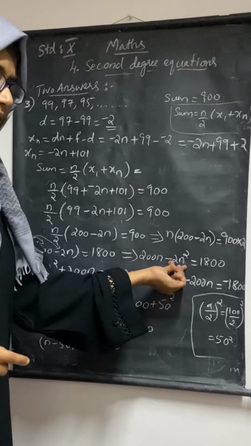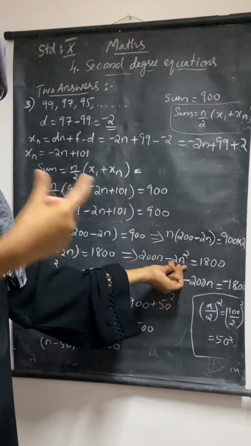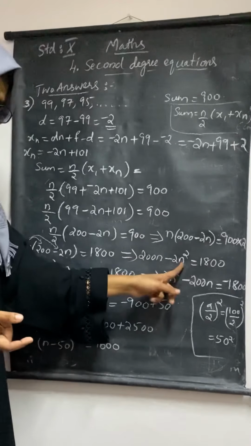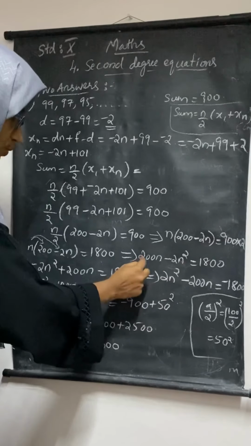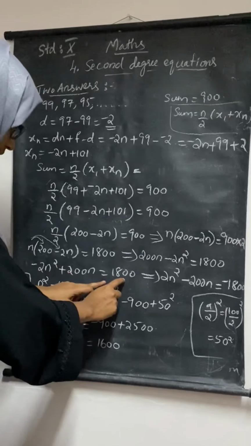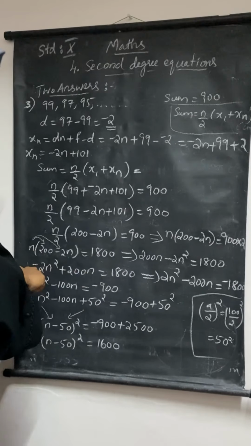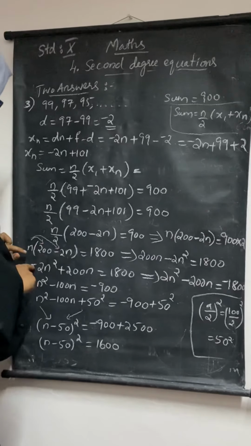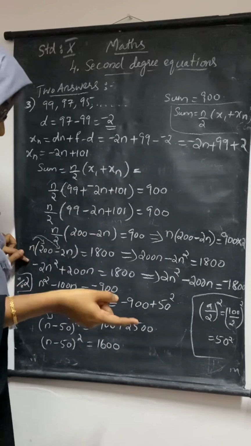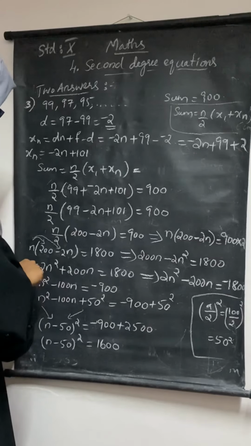Now we need this term first, no? n square, or x square, whatever; instead of x we have n here. So 2n square we need first. So I am writing minus 2n square plus 200n is equal to 1800. And also we know that the first term we always take as a positive number, so we want to change the sign, by multiplying by minus 1, or directly we can change the sign.